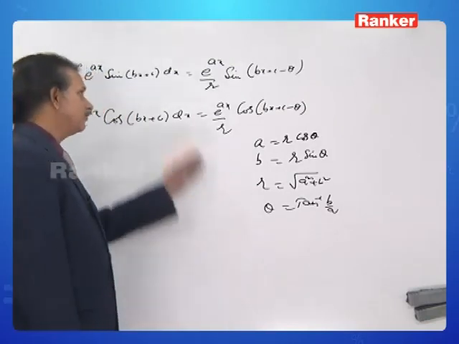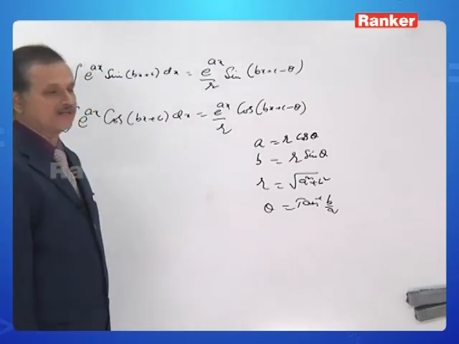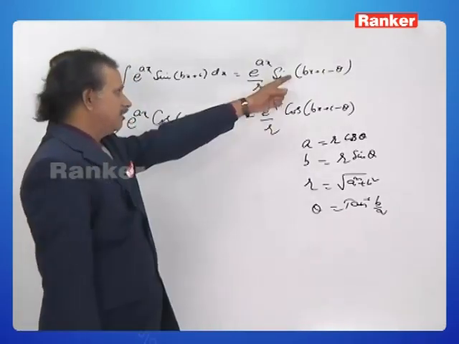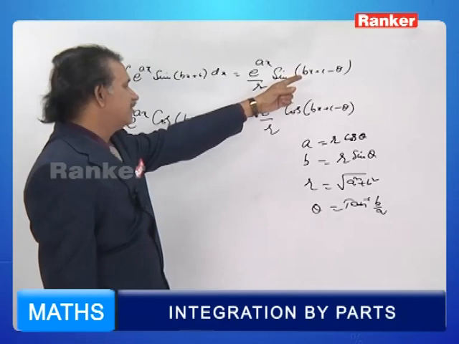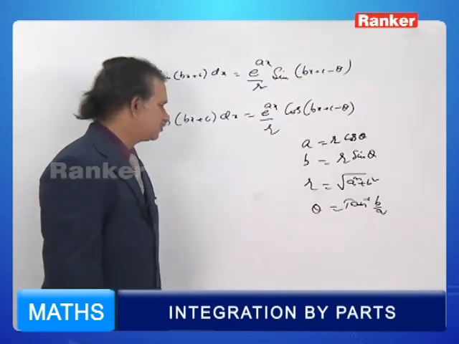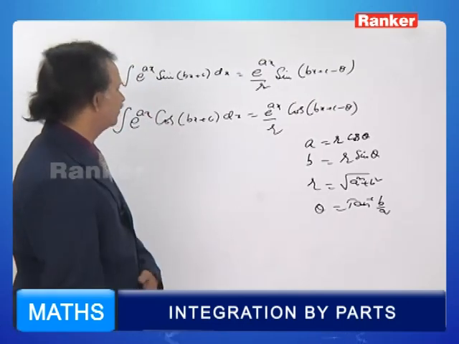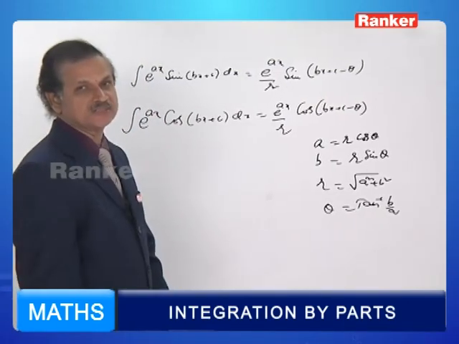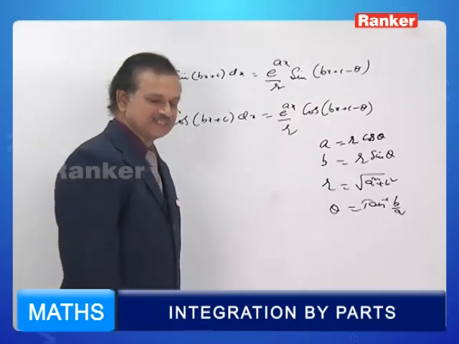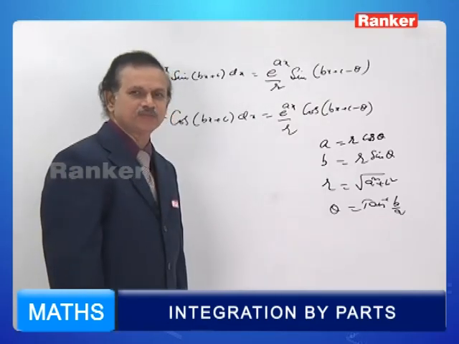Therefore, without using the symbols, the full form of the answer is e power x by root of (a square plus b square) into sin of (bx plus c minus tan inverse b by a). Similarly, the integral of e power x into cos(bx plus c) dx is e power x by r into cos of (bx plus c minus theta), where r is root of a square plus b square and theta means tan inverse b by a.